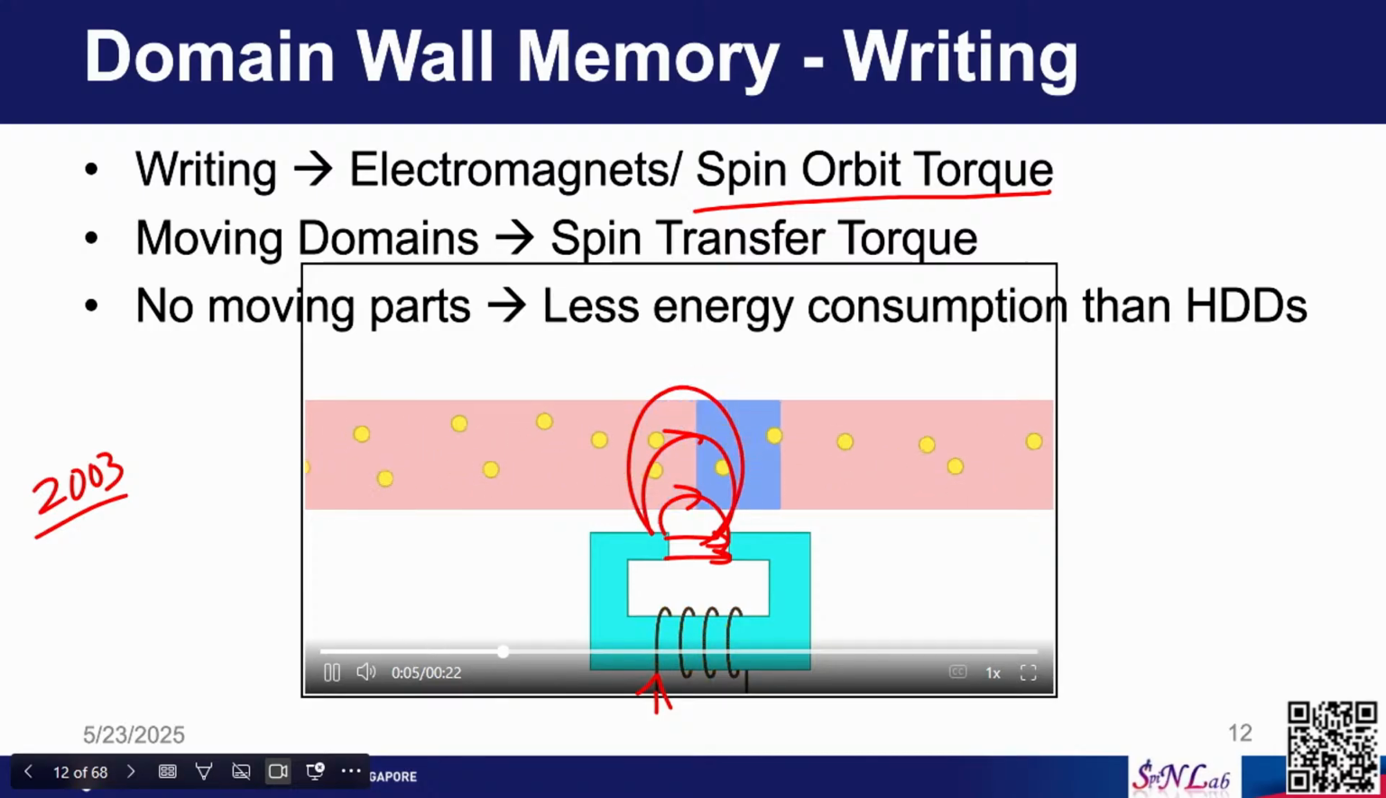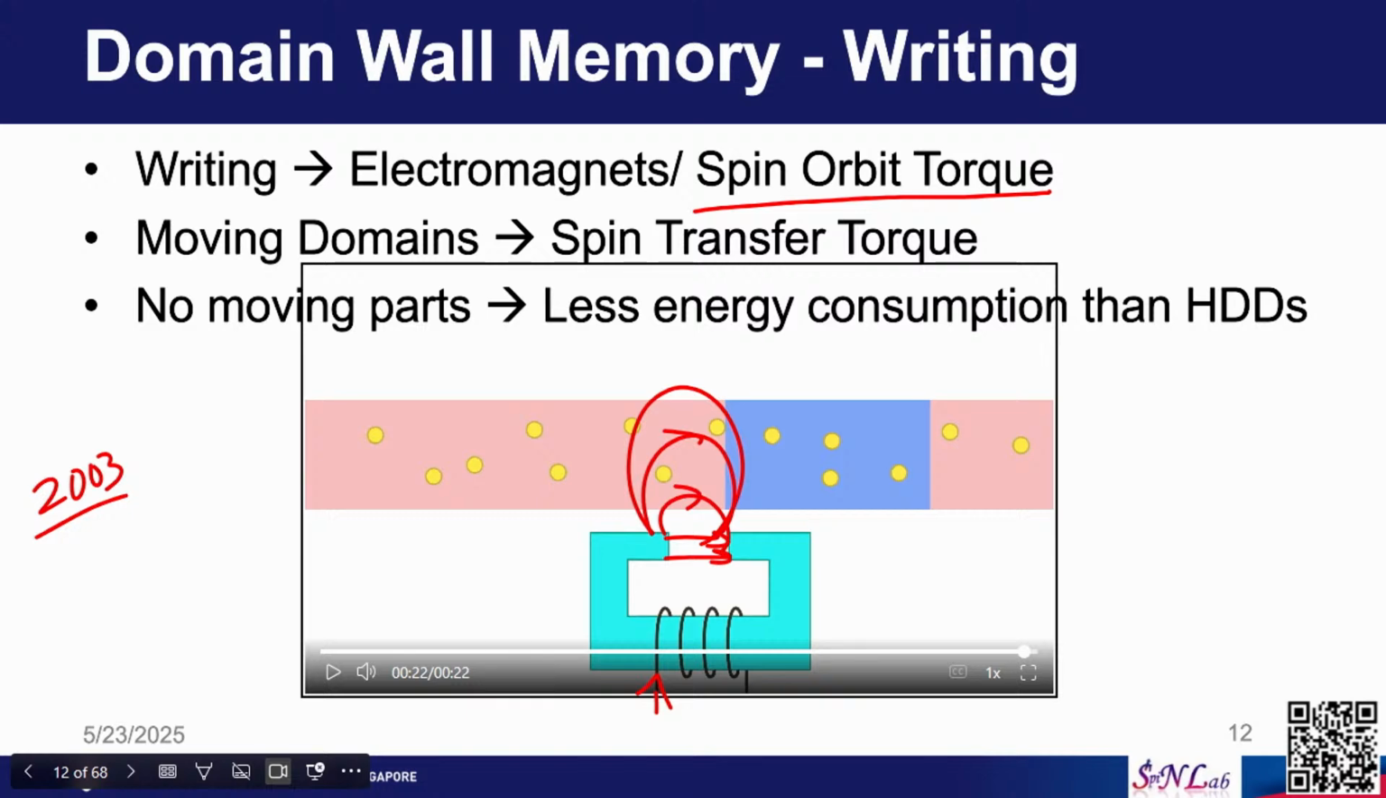Okay, by applying a certain magnetic field, you create a domain. So, you may also create a magnetic field in one direction or the other to create blue and pink domains. Even for writing and reading, you need to keep moving the domains, and one other advantage that you see in the domain wall memory is that there are no moving parts.